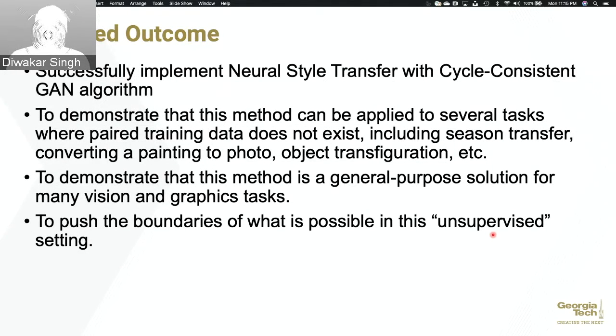We successfully want to implement neural style transfer with the cycle consistent GAN algorithm. We want to demonstrate that this method can be applied to several other tasks where we don't have paired training data. For example, season transfer, converting a painting to a photo, or object transfiguration, etc. We want to demonstrate that this method is a general purpose solution for many vision and graphics tasks, that it is not application specific. And we want to push the boundaries of what is possible in this unsupervised setting. Thank you.